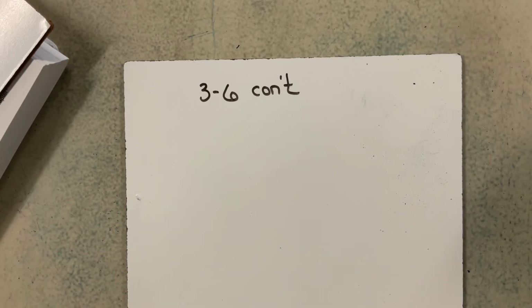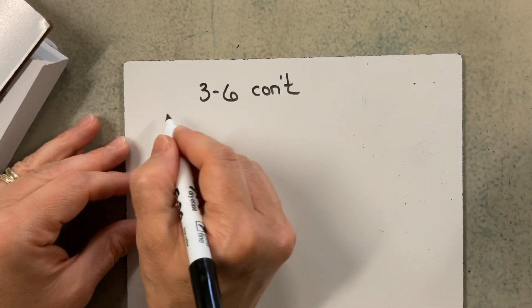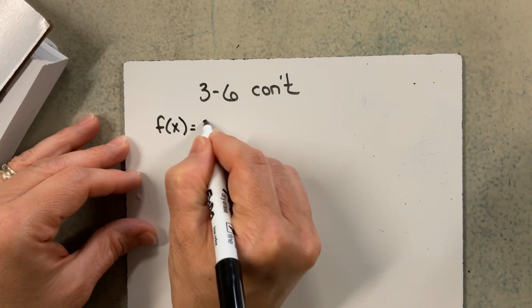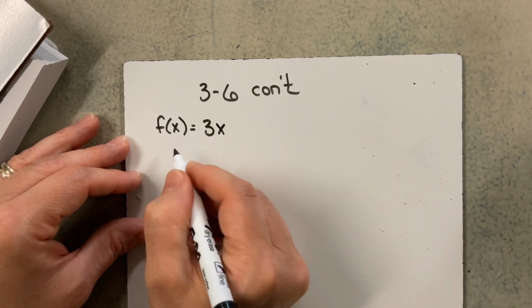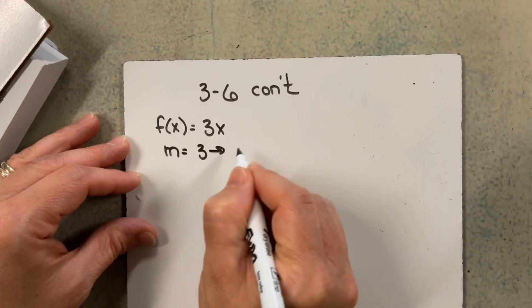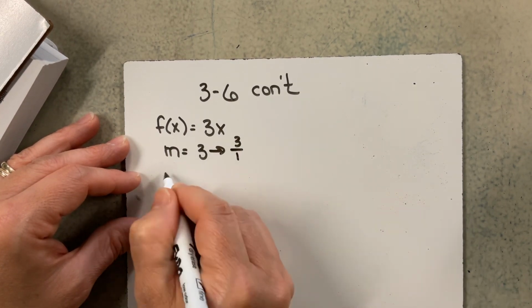All right, so we just looked at a vertical translation. Now we are going to look at a different type. So this time we're going to take f of x equals 3x. Okay, that tells me my slope is 3, or 3 over 1, rise over run.